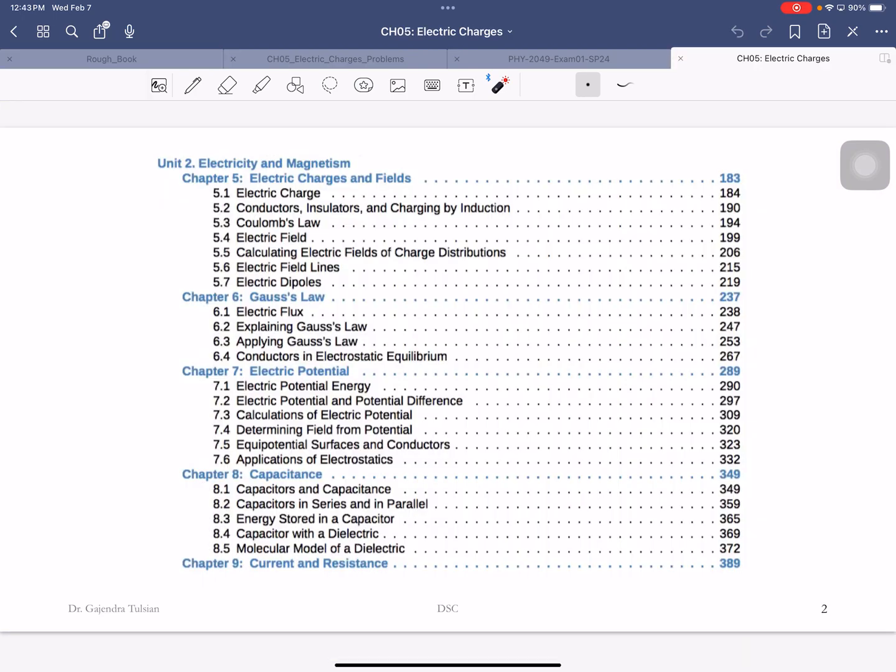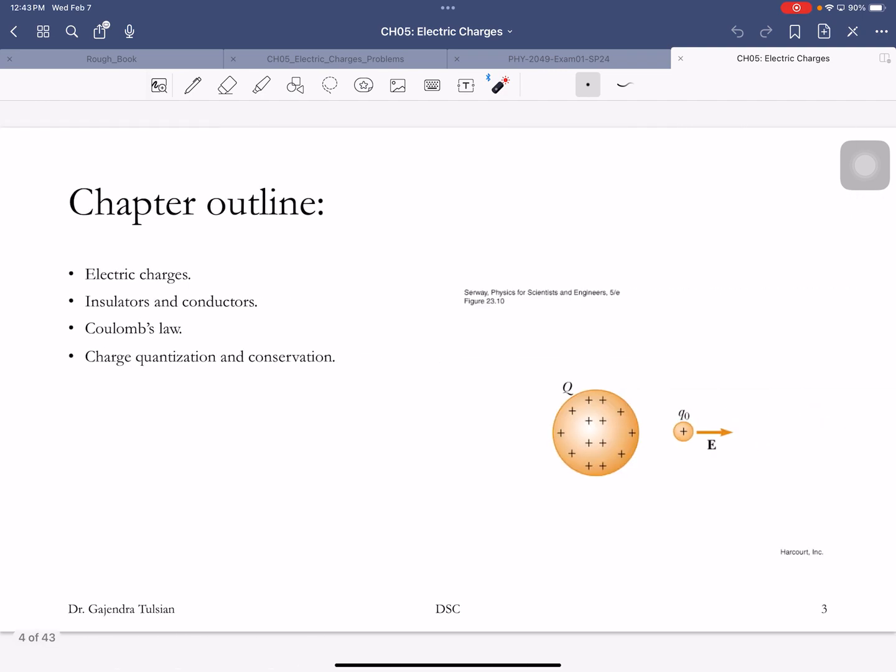In these 4 chapters, we'll consider charges that are stationary. And then we'll get the charges to move. And then we'll study circuits and stuff like that, and we'll study the magnetic field effects of that. So that's what's coming up in the next 7, 8 chapters.